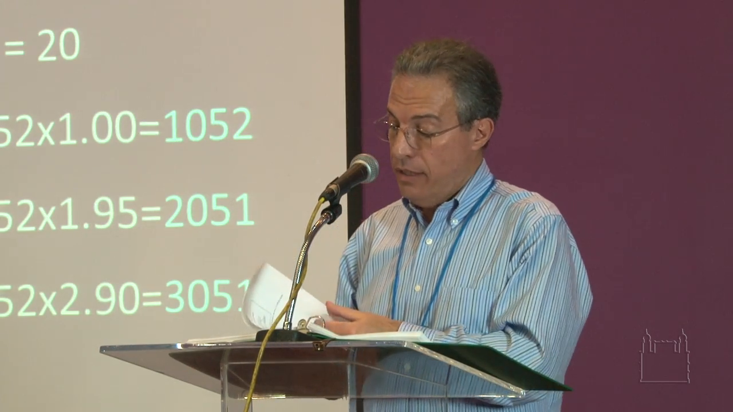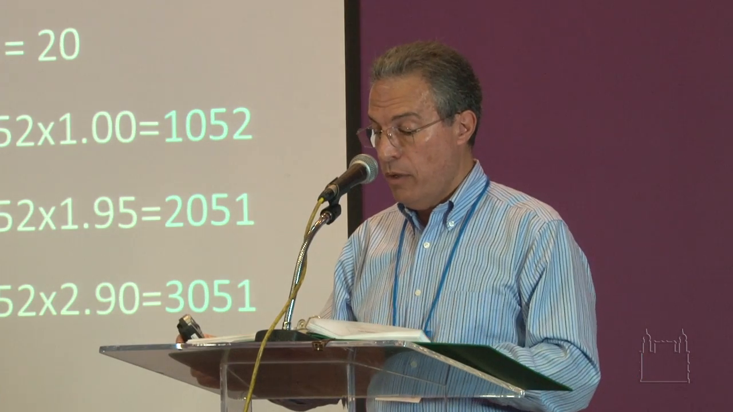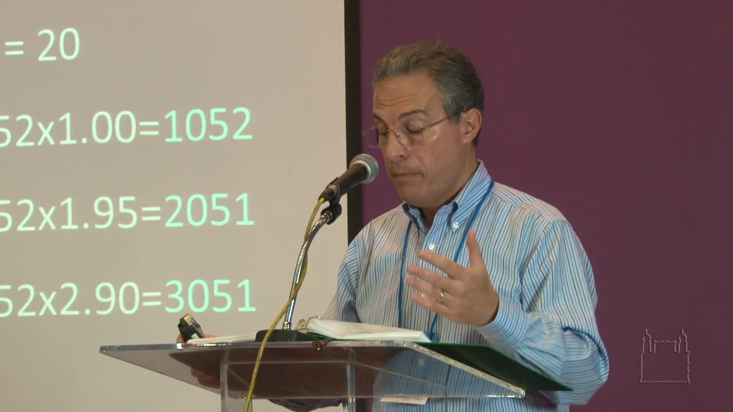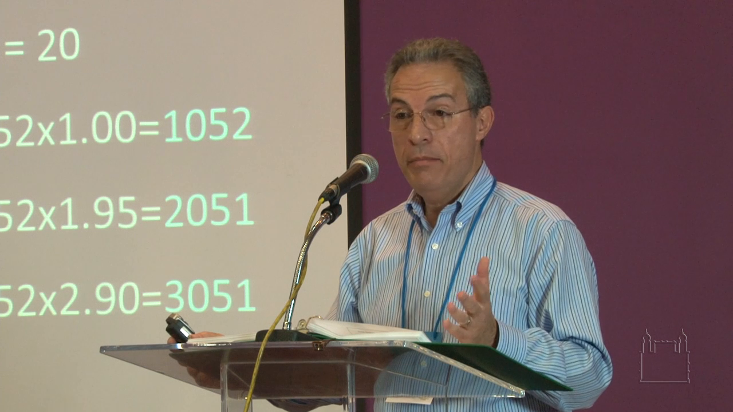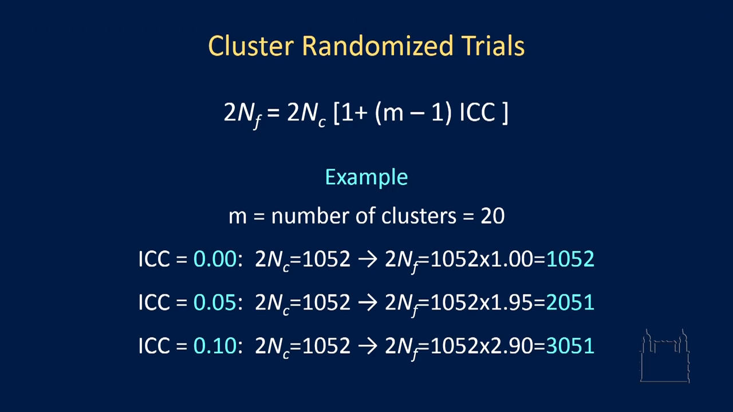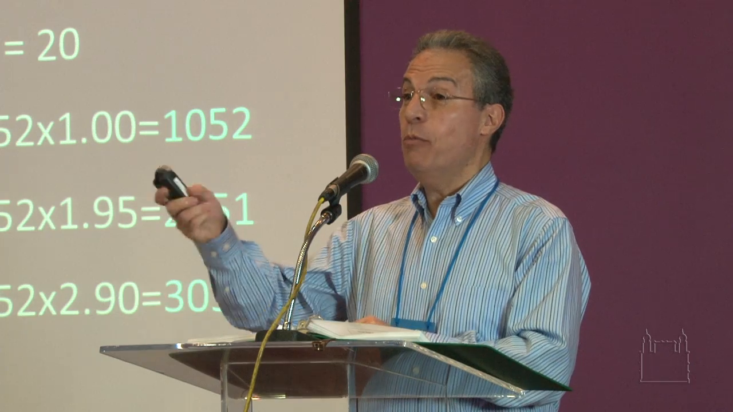And this gives you an idea about what happens to the numbers when the ICC moves. If it's zero, it's the same because the factor is one. If it starts to creep up, you can see it goes up very fast. Remember, the higher the correlation, the less information per observation. That's basically the bottom line. So you need more.